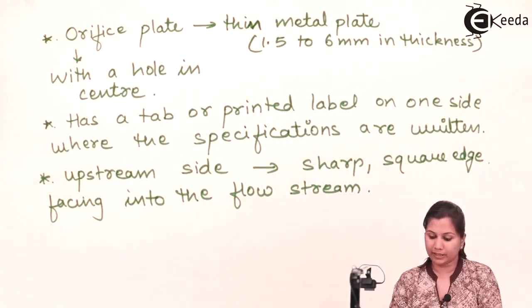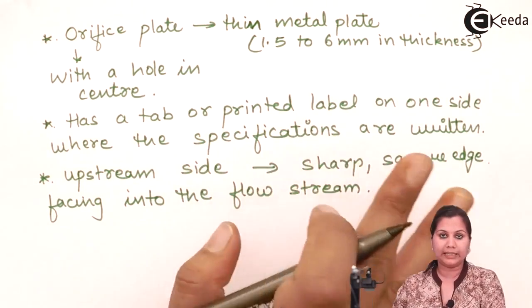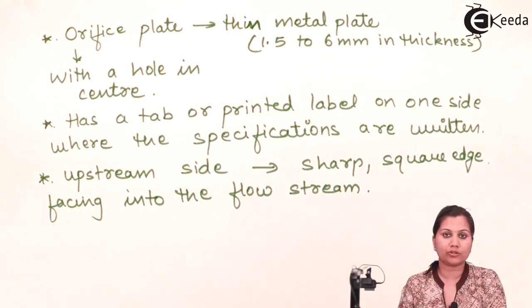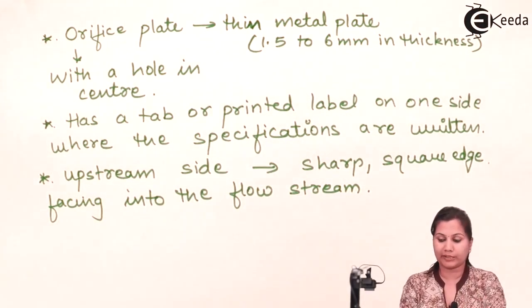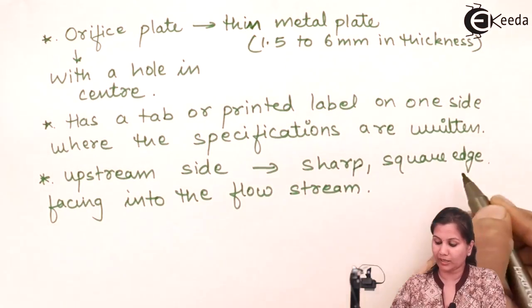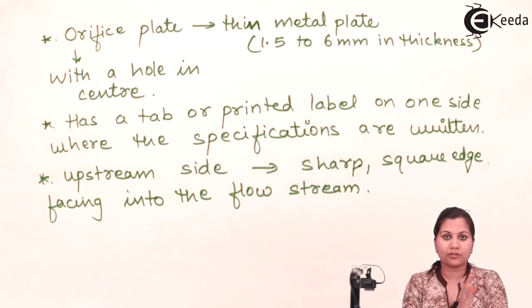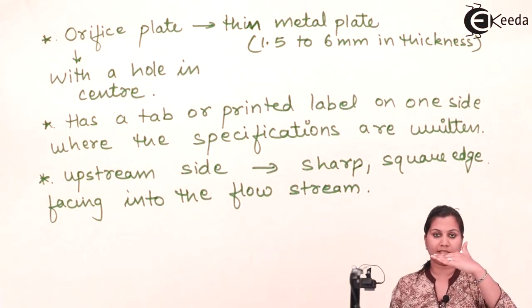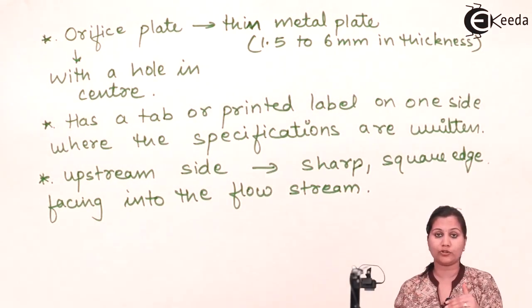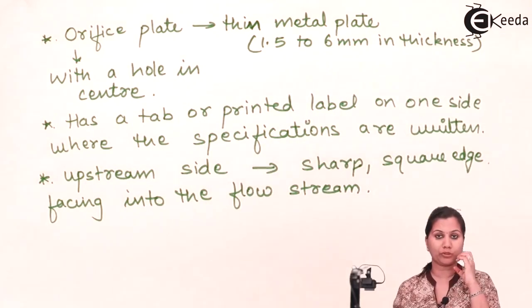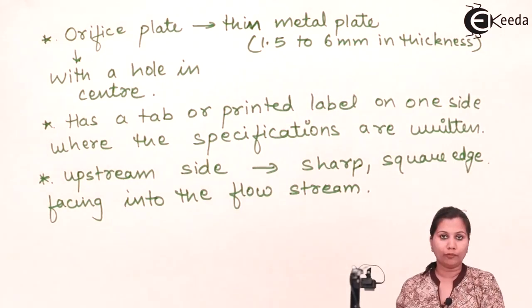The orifice plate has a tab or a printed label on it where the specifications of the orifice plate are written. Also, the upstream side of the orifice plate has a sharp square edge, and it is facing towards the flow stream. Okay, means the fluid is flowing in this direction, and this is the upstream side of the orifice plate, which is a very sharp and square edge, so that it provides maximum restriction or maximum obstruction in the path of the fluid flow.